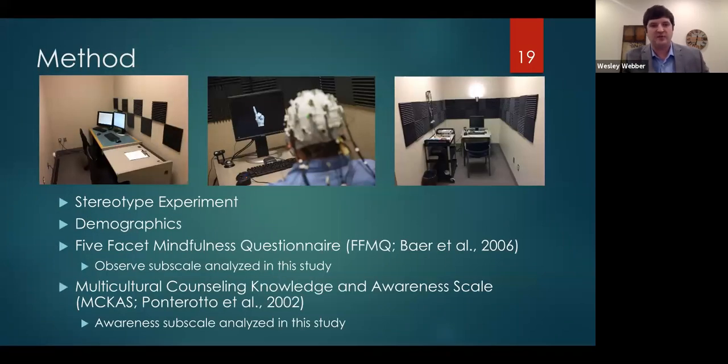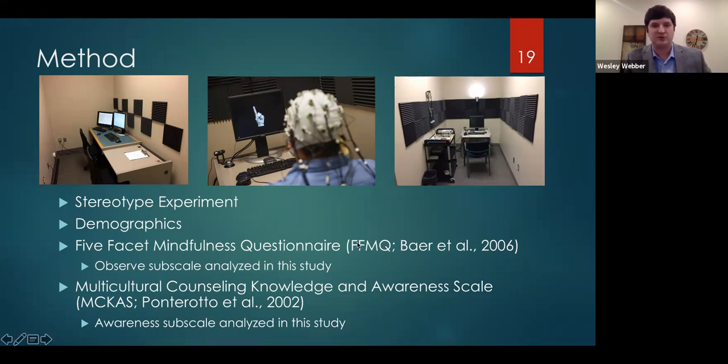So in terms of the methods, participants came into the lab and completed a stereotype experiment, followed by some demographic measures. They then completed the five-facet mindfulness questionnaire to give that measure of mindful observing, and the multicultural counseling knowledge and awareness scale to give that measure of awareness.